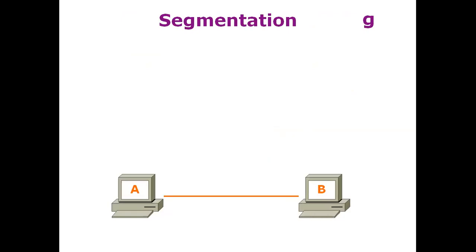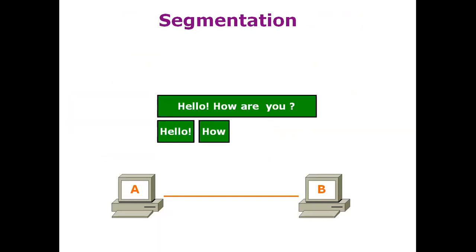Now next is segmentation. The meaning of segmentation is to break the data before sending. This is your data, and you are sending that data to a destination device. But if you did not add a sequence number, then it is very difficult for the computer to reassemble the data. So now this problem will come here.